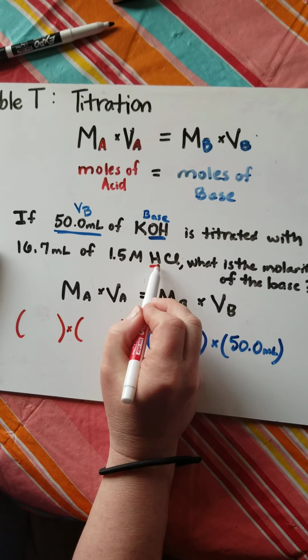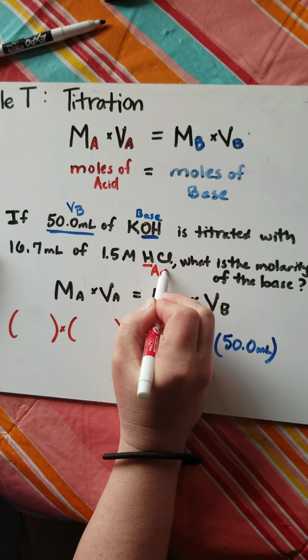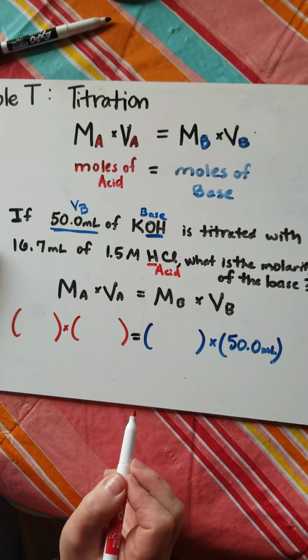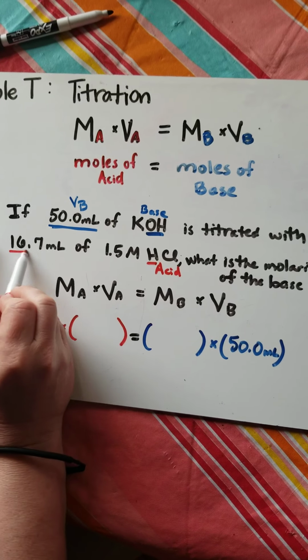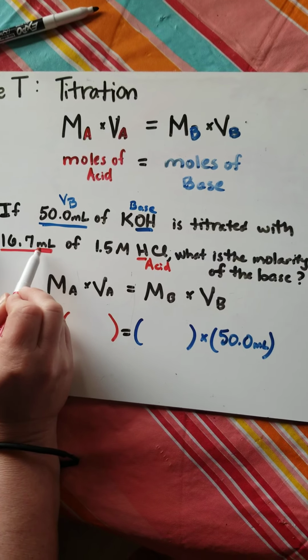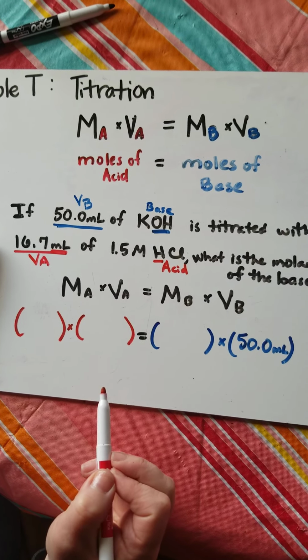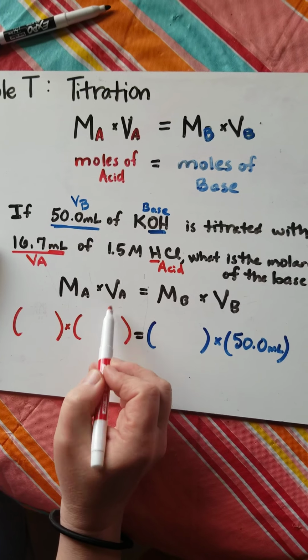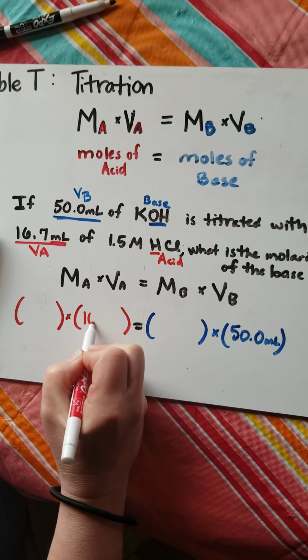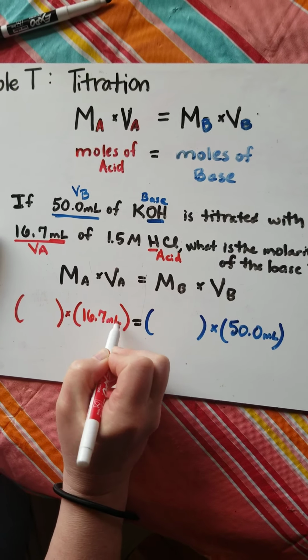HCl starts with H. This is an acid. And if you wanted to double check, look on table K. 16.7 milliliters, that's a volume. So this is the volume of the acid. So I go to my formula, volume of the acid, it's going to go here. Put everything in order.